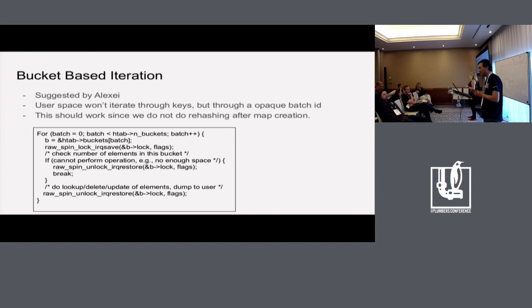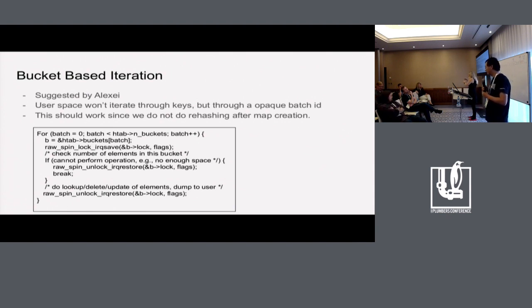Coming to the next slide, we propose a bucket-based iteration. Alexei mentioned this in one of the upstream emails. The goal is that the user space request is not based on keys. It's based on some kind of opaque number, like a batch ID. Internally, this batch ID maps to some buckets in the kernel.